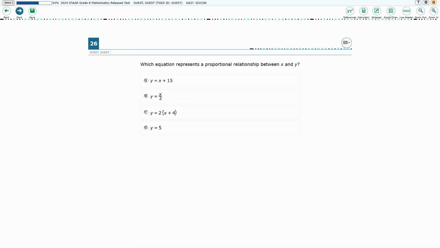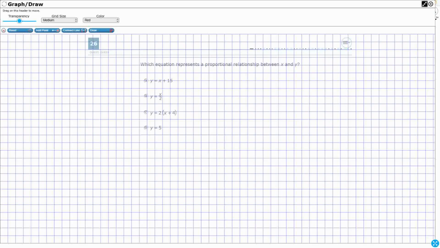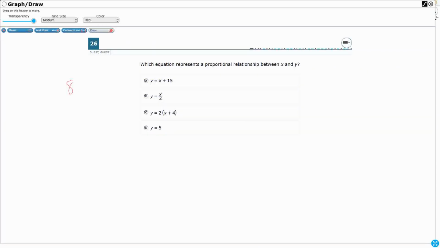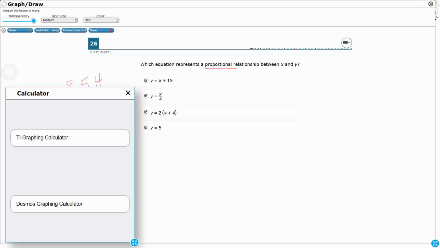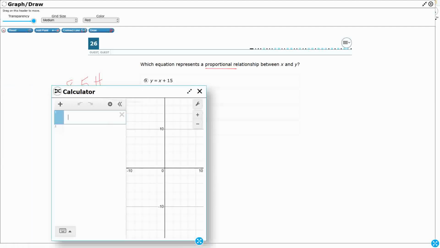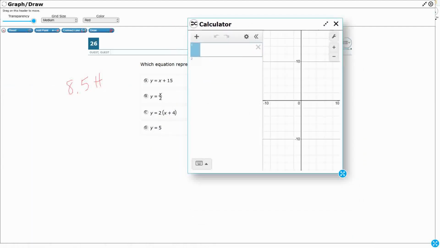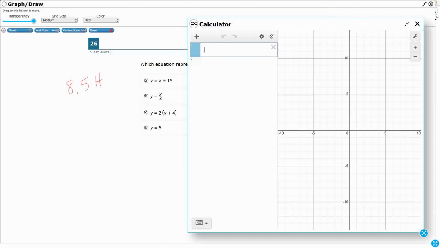For number 26, we are identifying proportional and non-proportional functions. This is 8.5H. And we have just some equations here. We need to find a proportional relationship. Now, if we know what a proportional relationship is, then this is going to be very easy. If we don't, let's go ahead and graph this, because that is also an option. So let's get our Desmos here, and let's just plug some of these in and see maybe if that will help us see what's going on here.